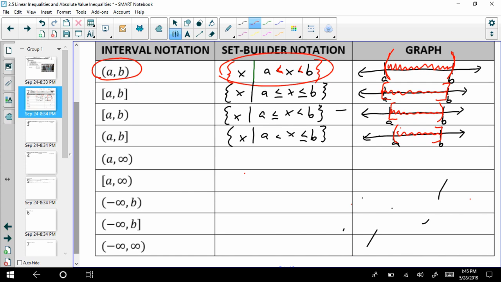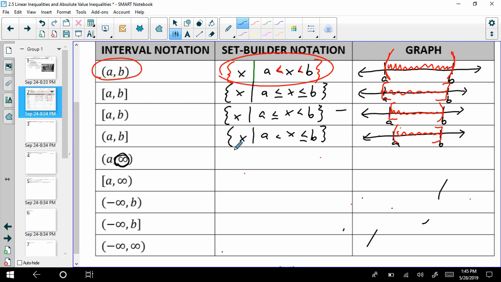Okay, now look at the next one. The next one is different. This is saying, hey, anything after A is an answer. I don't care how high you go. In math, this is the infinity symbol. For those of you that don't know, that just means A onwards. I don't care how high.